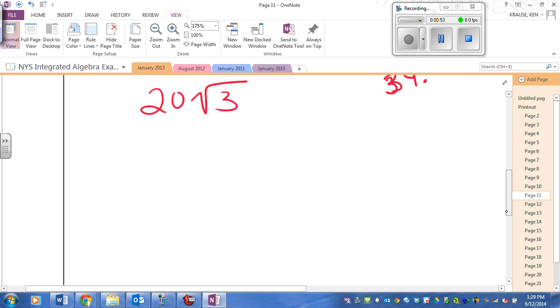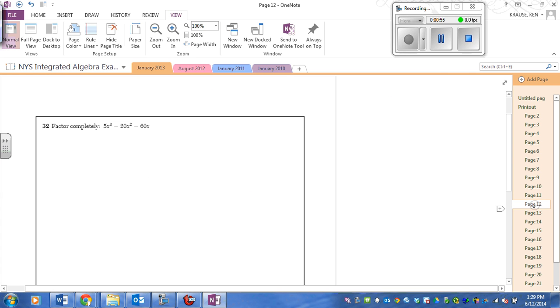Alright, I think that's done with that page. Next. Alright, we're going to factor completely. Okay, factor completely almost always starts with GCF. So you're going to take out a 5x, and you're left with x squared minus 4x minus 12. But of course it says completely, so we got to keep going. Keep the 5x around, it doesn't get thrown away.